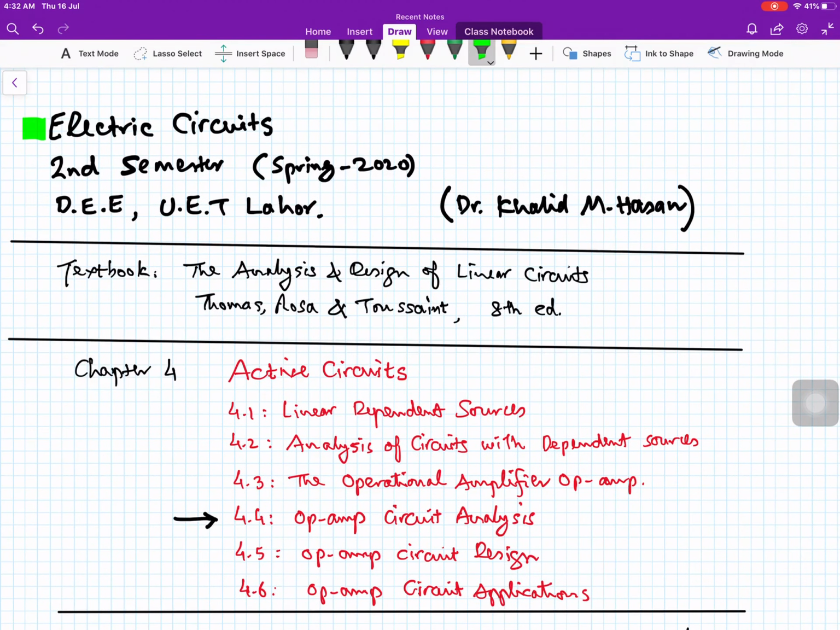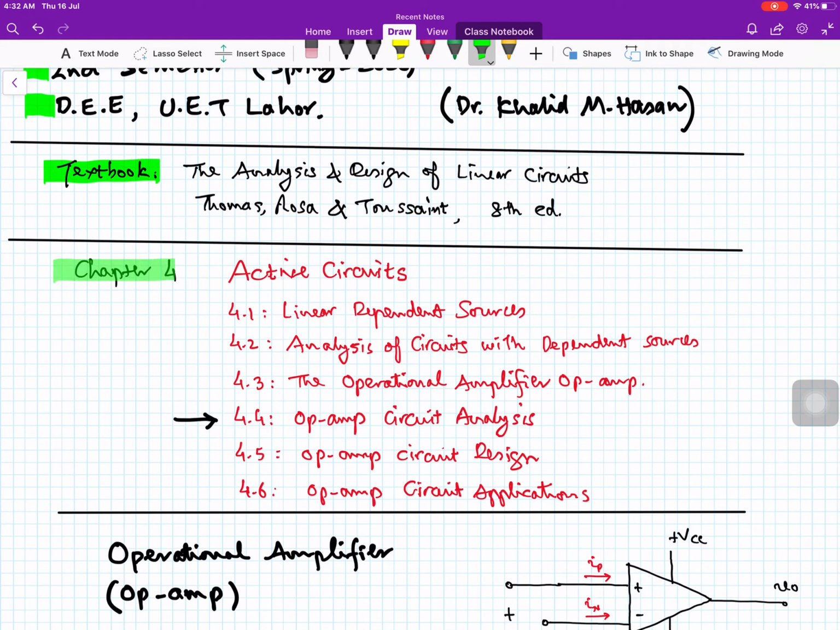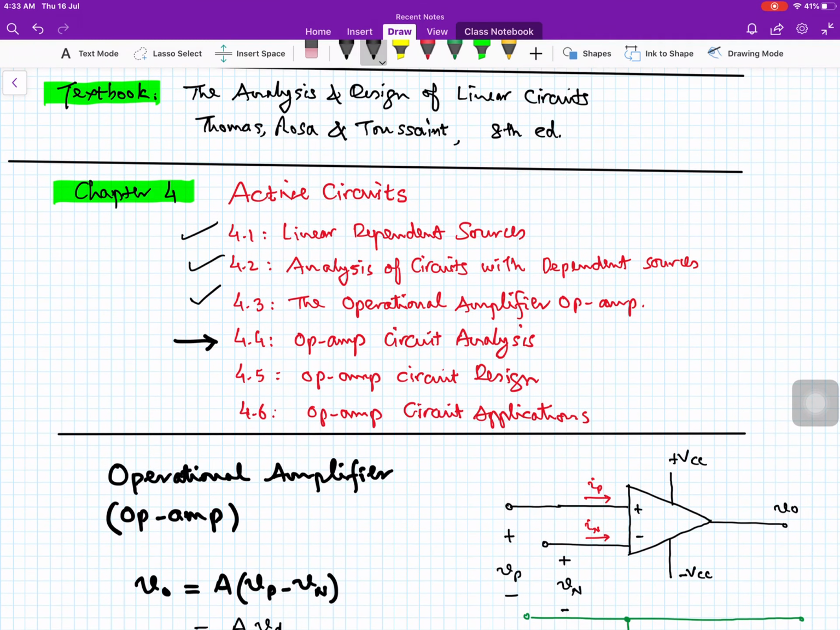Well, this is the Electric Circuits course for second semester students in the Department of Electrical Engineering. This is the textbook, and we are discussing chapter 4. In previous lectures, we have discussed 4.1, 4.2, and a part of 4.3. In today's lecture, I will say a few words on this, and then operational amplifier circuit design.